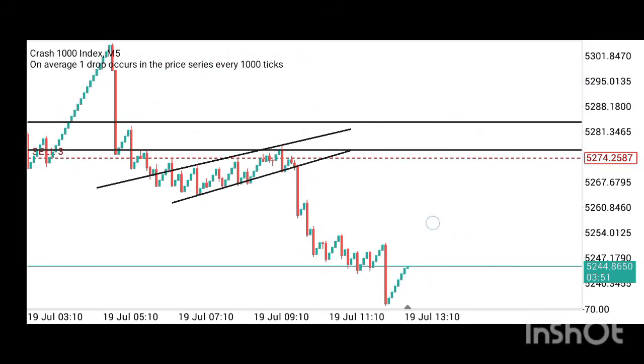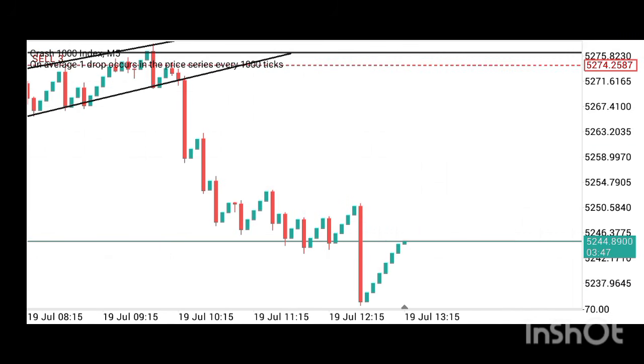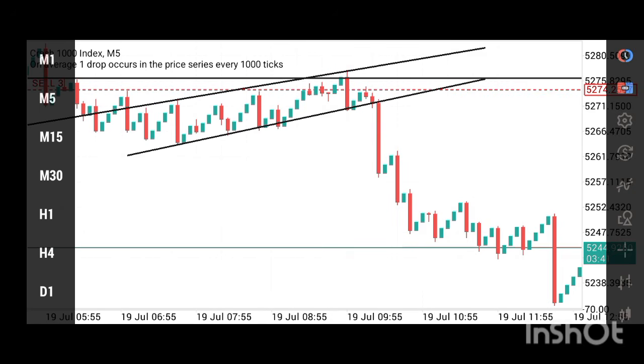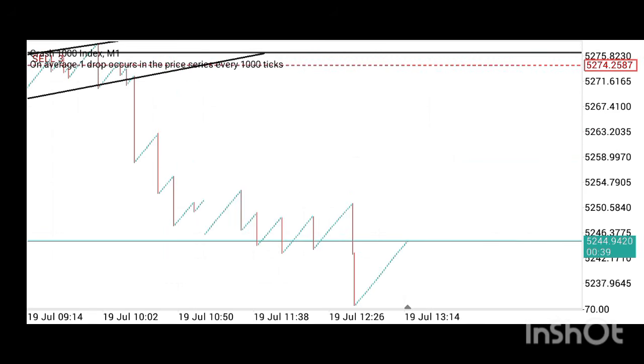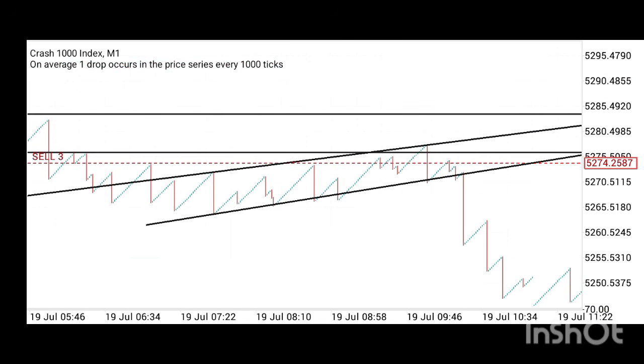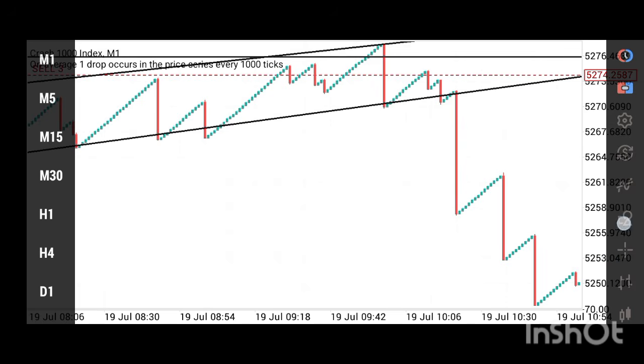Let me try to zoom in a bit. Okay, so you can see what happened there. The market sold. So even if you want to go to the 1 minute time frame, let me just show you guys this. If you go to the 1 minute time frame, you will notice why the market continued spiking. You also notice the market structure there. Let me show you guys something.